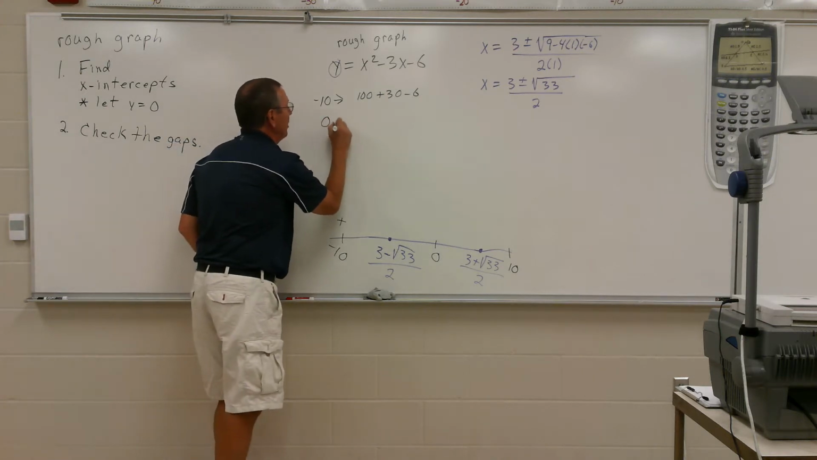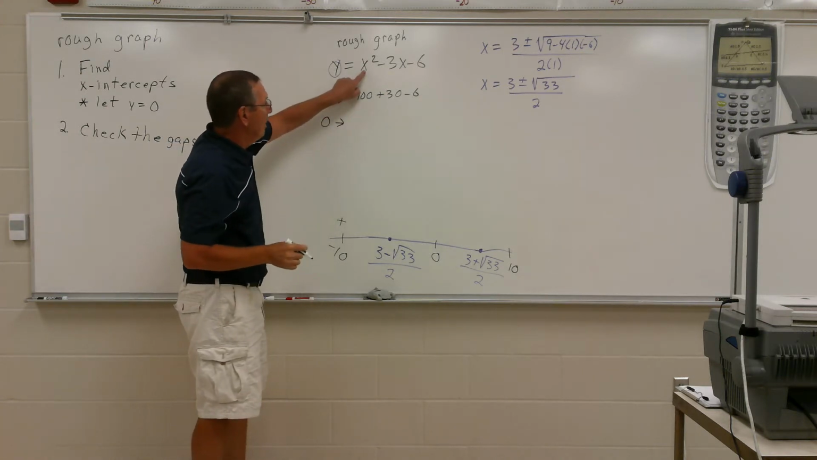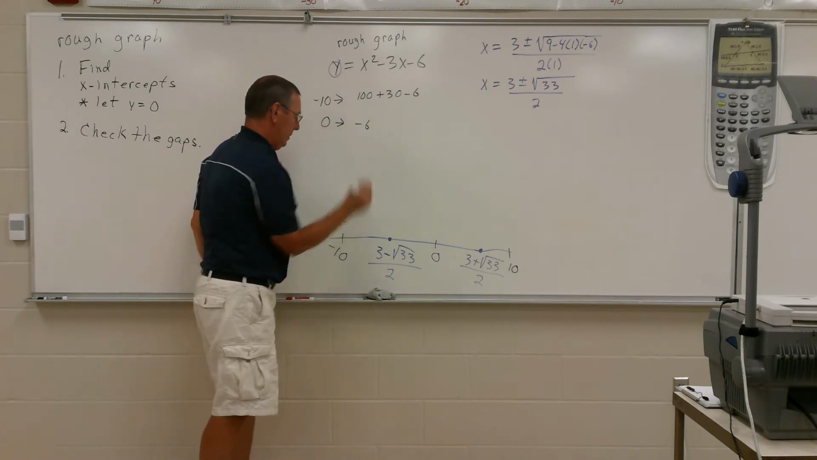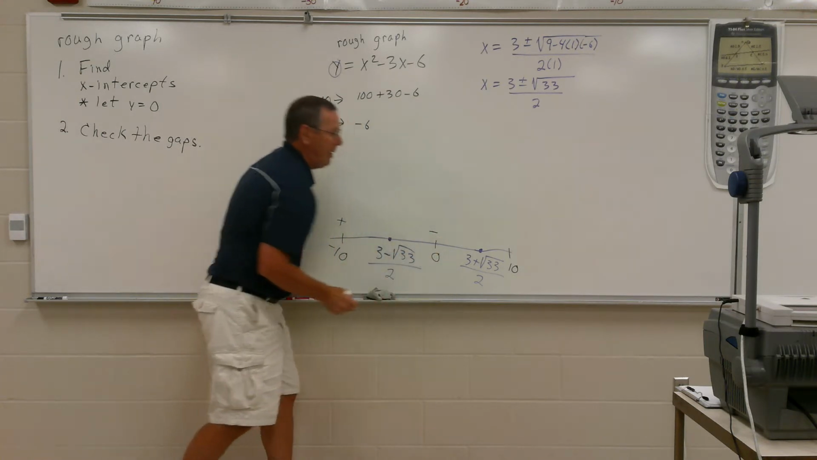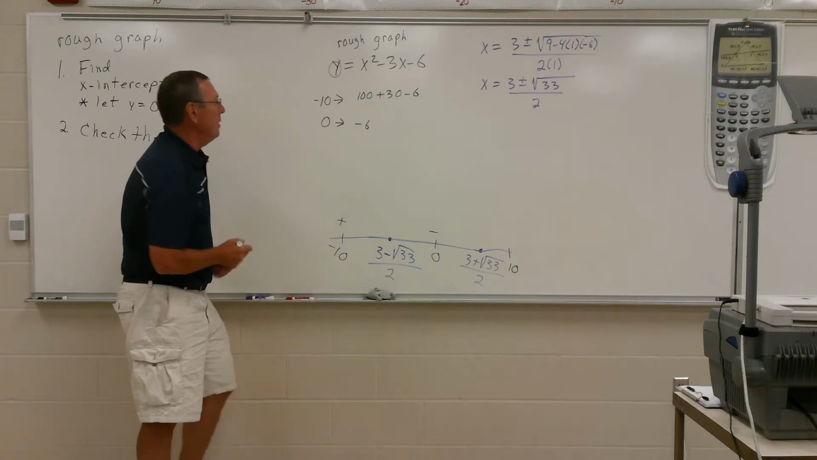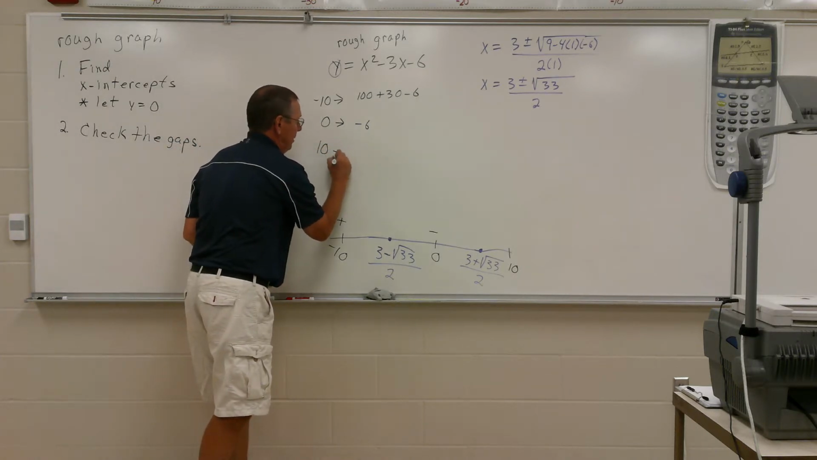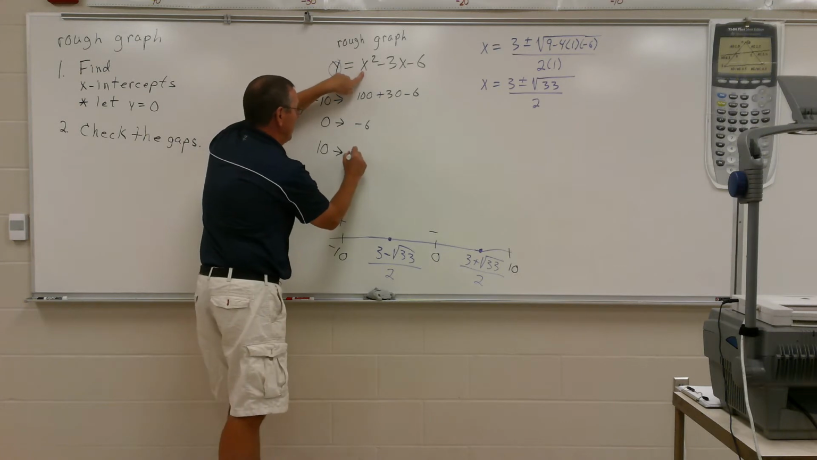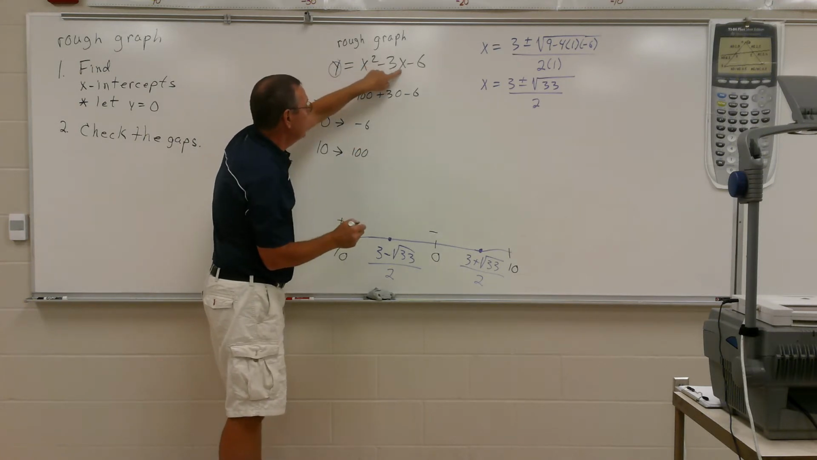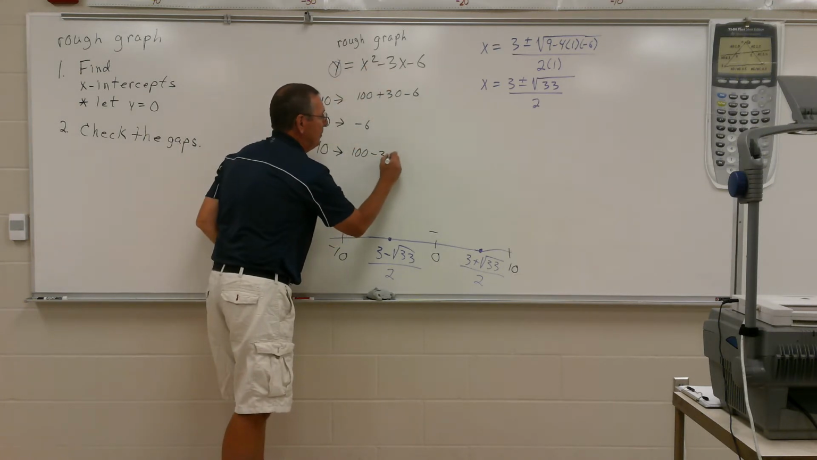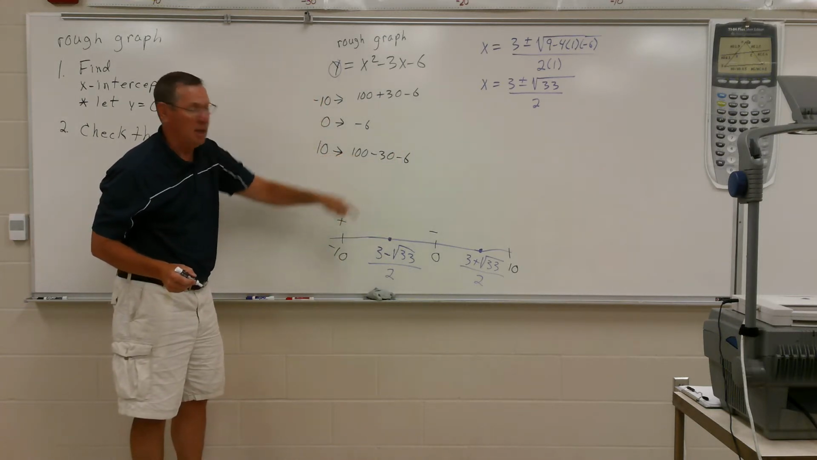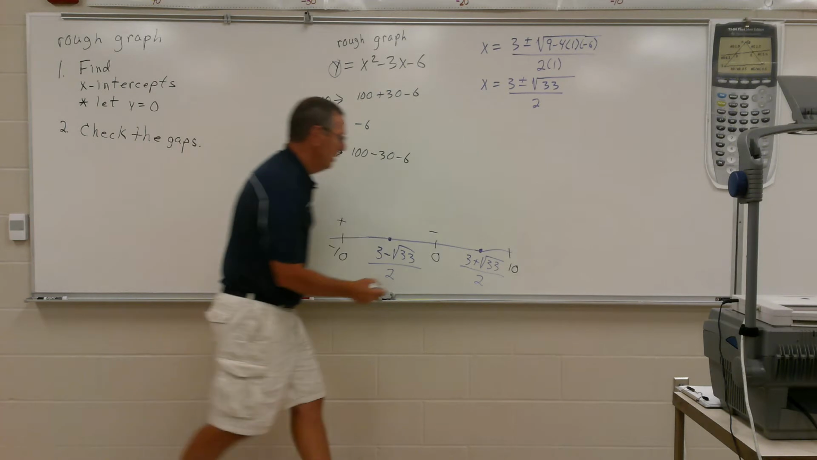If I put the 0 in, that's an easy one to check. If I put 0 in, that's gone, I get a -6 there. We are negative in that gap. Okay, and then if I put that positive 10 in, I'm going to get 100. -3 times 10 would be minus 30, then minus 6. 100 minus 30 minus 6, I'll still be on the positive side.